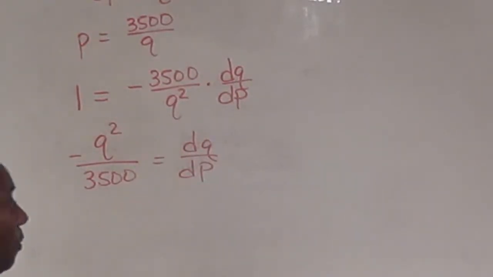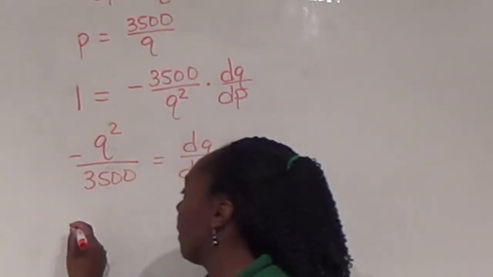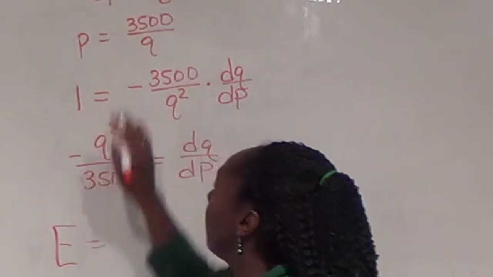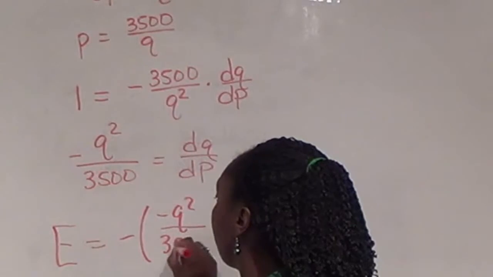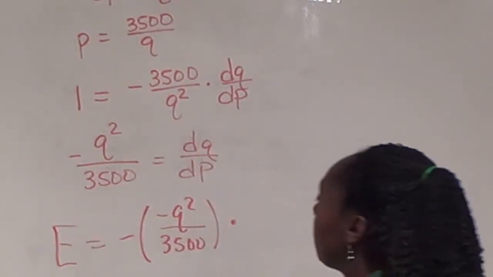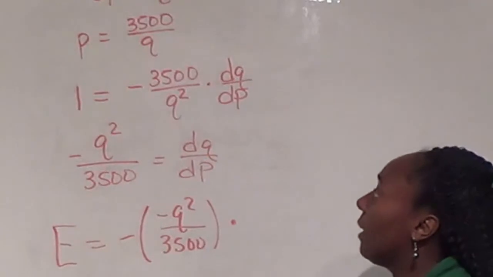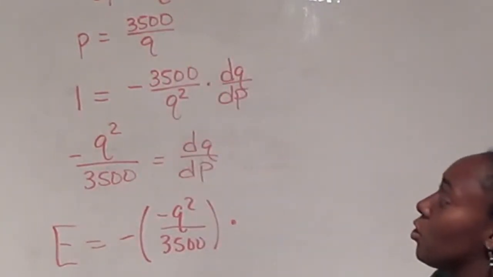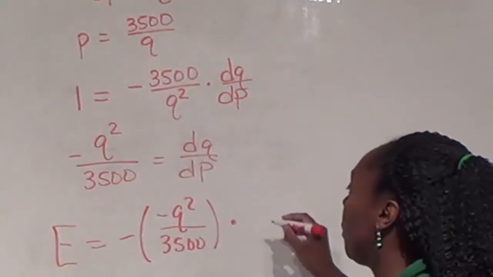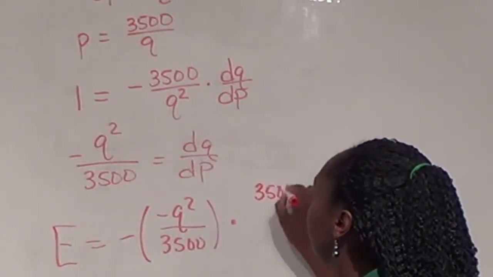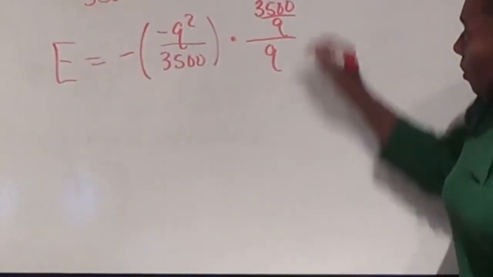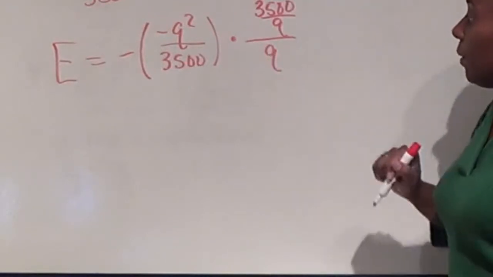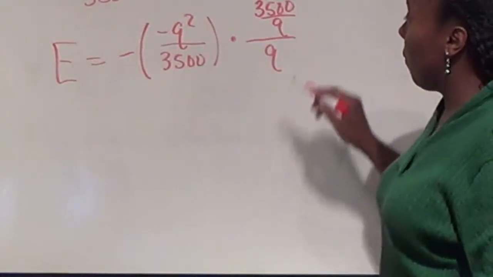Okay. So from here, let's get our elasticity. Plugging in for E, it's going to be the negative of negative Q squared over 3,500 times P over Q. Again, in this case, P is given as a function of Q, and we're trying to plug in for Q. So the 3,500 over Q is going to be divided by Q. Okay, so there's the P divided by Q.